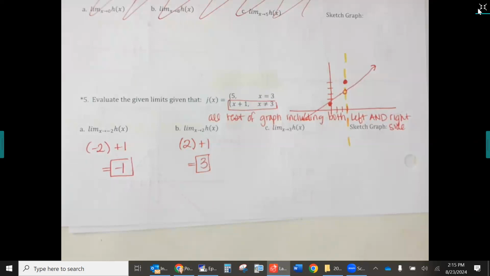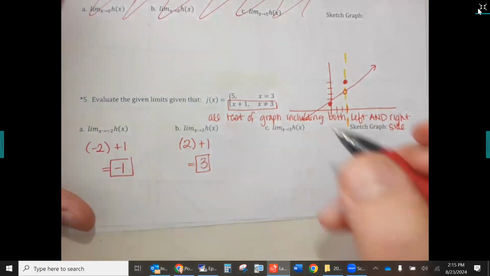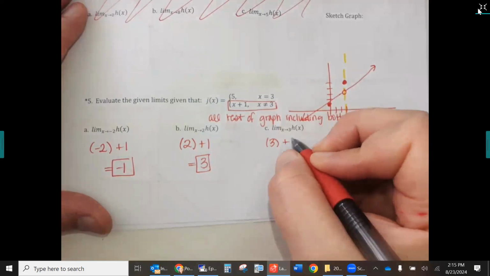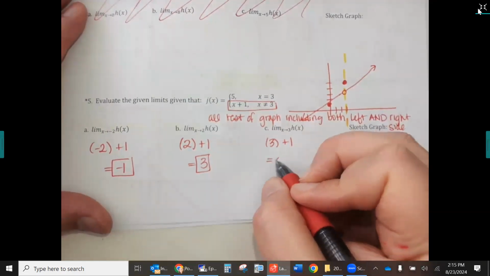So as I come in from the left side, my numbers are less than 3. Then are they really 3? No. And as I come in from the right side, those are all the x's bigger than 3. They're not 3 either. So I'm still going to plug my 3 into the x plus 1 piece. And 3 plus 1 is 4.